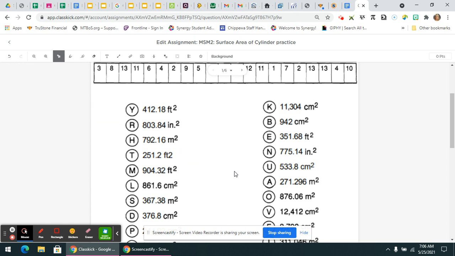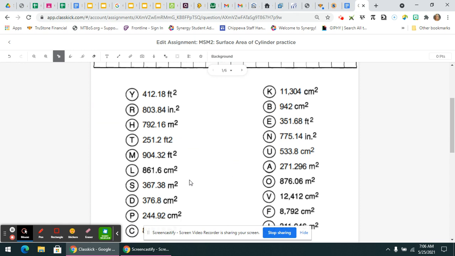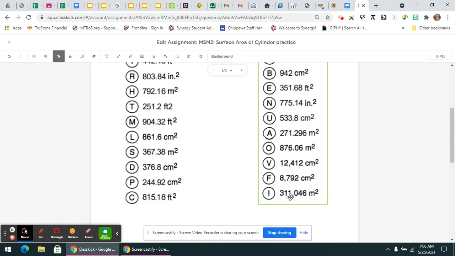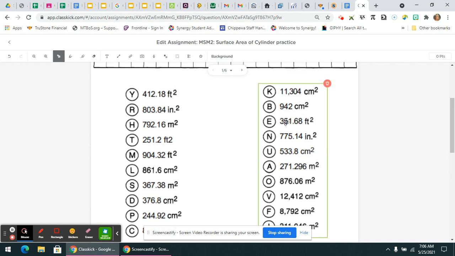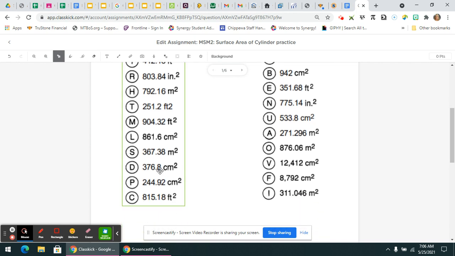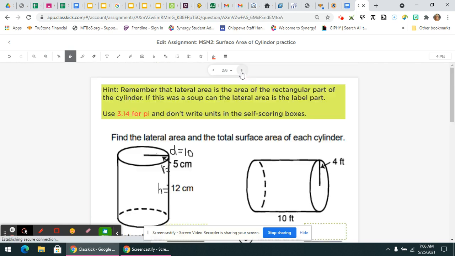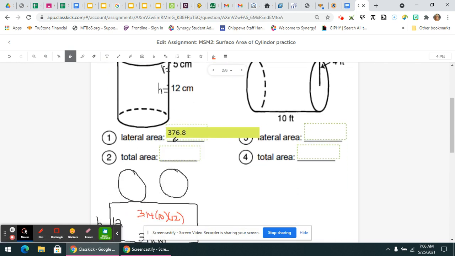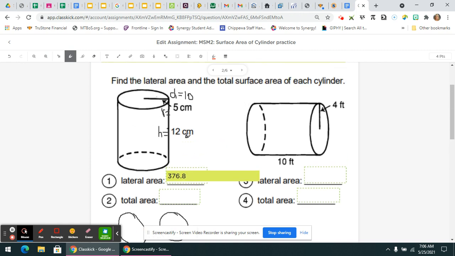376. 376. Do we see that? 3. There it is, 376.8. So I see that here as letter D. Okay, so question number 1, the answer in the box is 376.8.